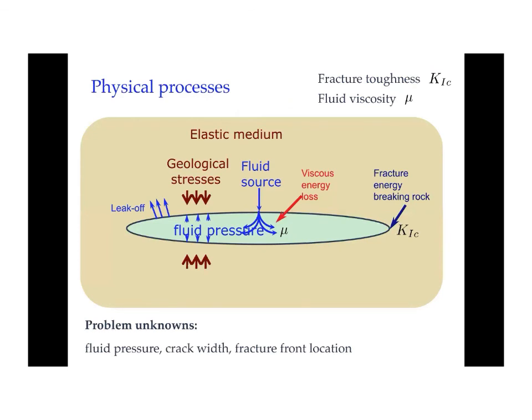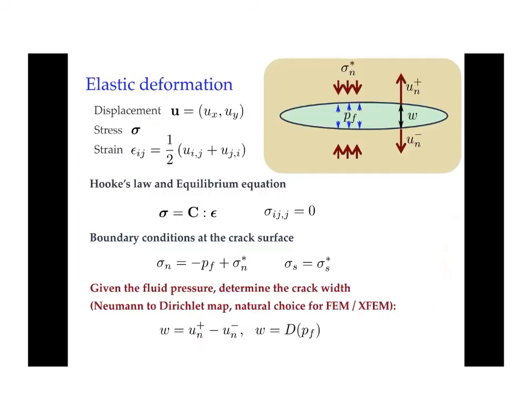Now we go back to modeling the processes in the hydraulic fracture. We find fluid pressure and crack widths, and couple the equations to linear elasticity. On the bottom, you see that W, the crack opening or crack width, is equal to UN plus minus UN minus. So we will use XFEM to obtain W equal to D of PF, which means the crack width is a function D of the fluid pressure PF.